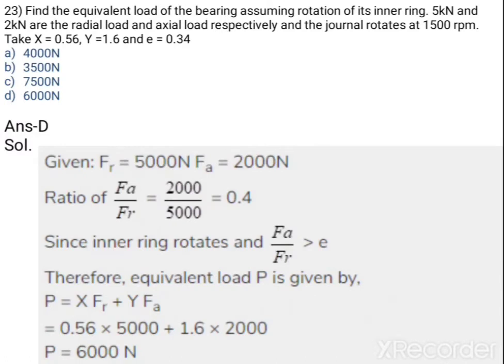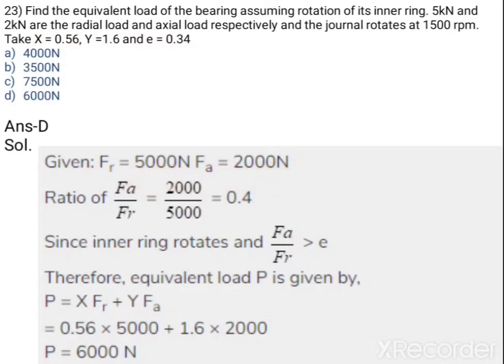Now question 23. Find the equivalent load of the bearing assuming rotation of the inner ring, where 5 kN and 2 kN are radial and axial load respectively. The journal rotates at 1500 rpm. Take x is equal to 0.56, y is equal to 1.6, and e is equal to 0.34. Here radial load is given as 5000 Newton, axial load is 2000 Newton.